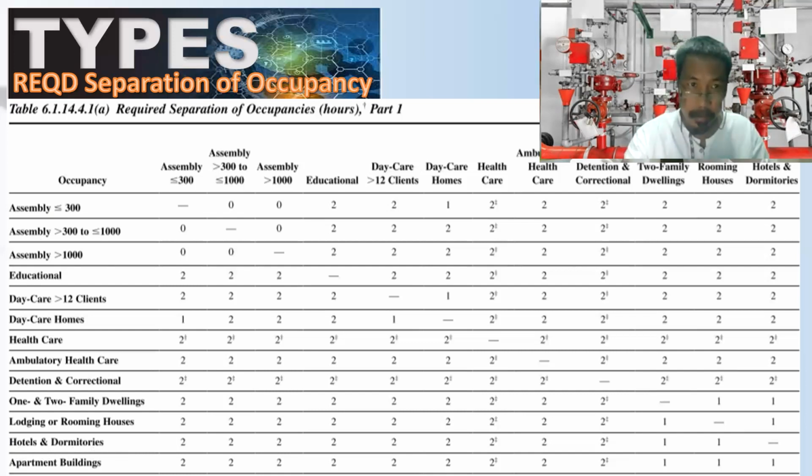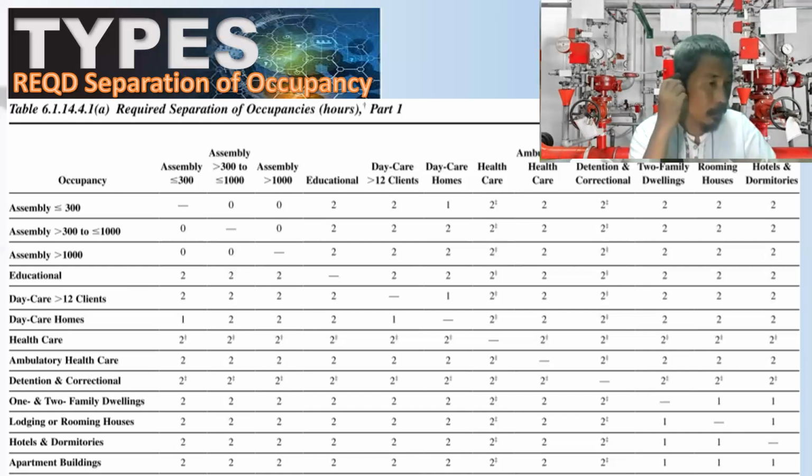Why is there no number of hours here? Because assembly less than 300, assembly less than 300, they are not multiple occupancy. They are the same occupancy. So it is not given on the table. Given are the type of occupancy being separated to another type of occupancy.